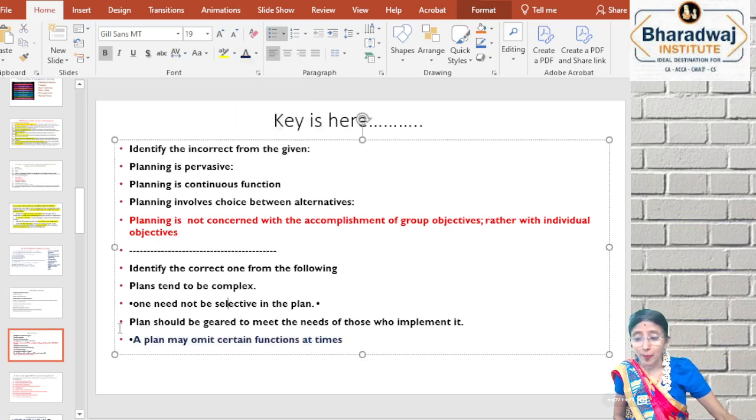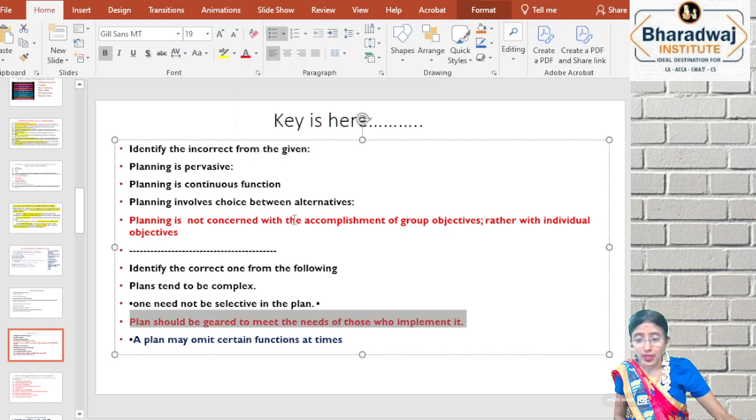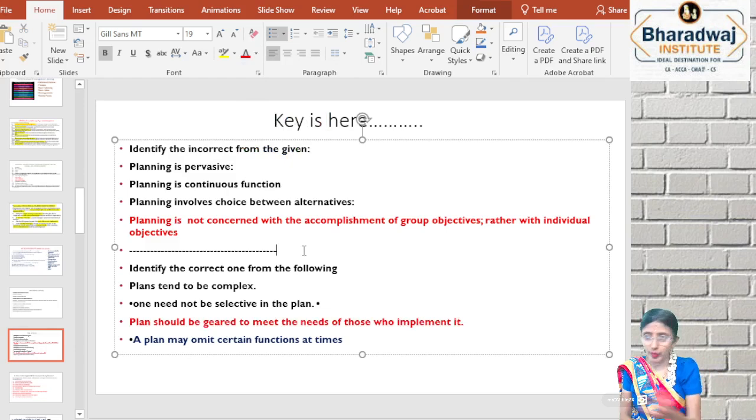Incorrect. A plan should be geared to meet the needs of those who implement it. That is the correct answer. Under prerequisites, we saw that, no? I mean, under this point, considerations, we saw, no? And there we said it should meet the need of people who are implementing it. That's a correct one.